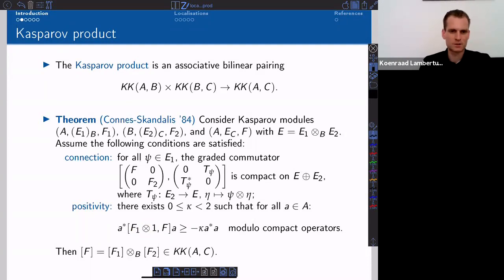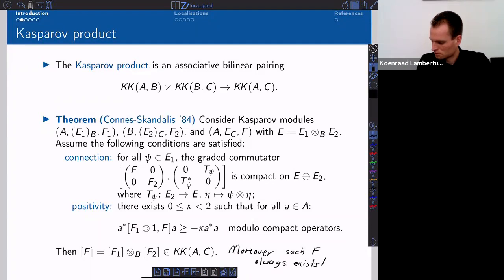In fact, Cuntz and Skandalis proved a bit more than just what I wrote down here. He not only said that if you find a candidate F which satisfies the condition, then it is the Kasparov product, but also that such an operator F always exists. So we can always find an operator F which satisfies these conditions and which therefore represents the Kasparov product.